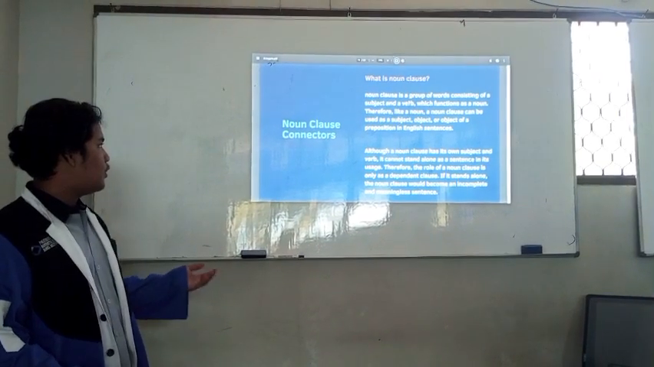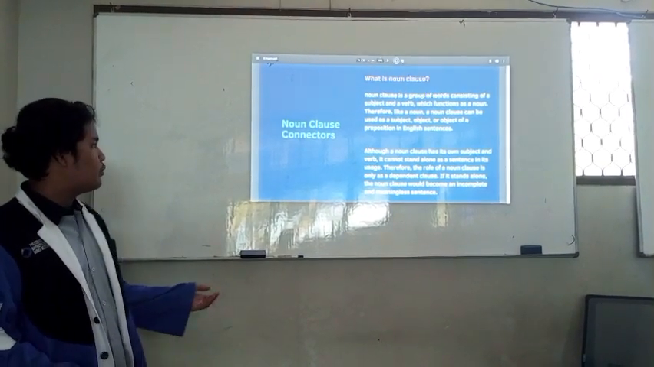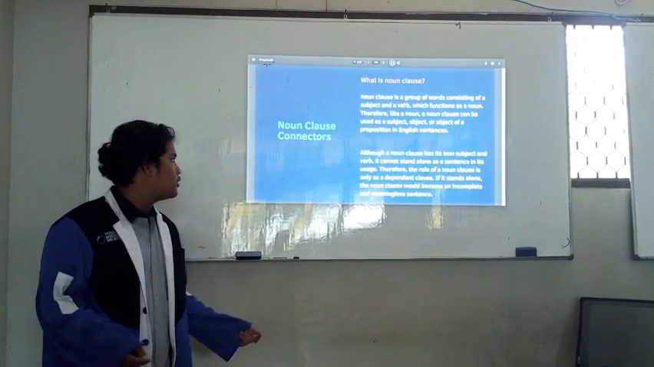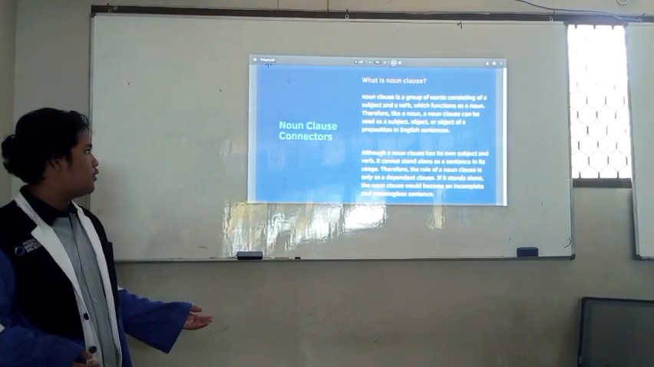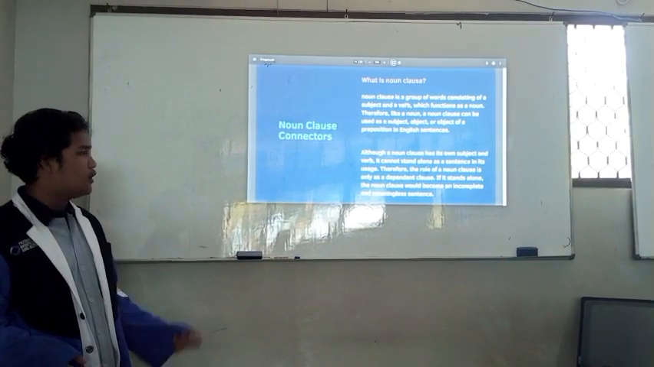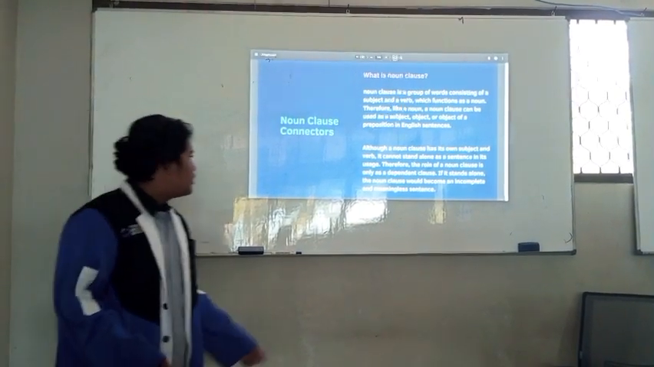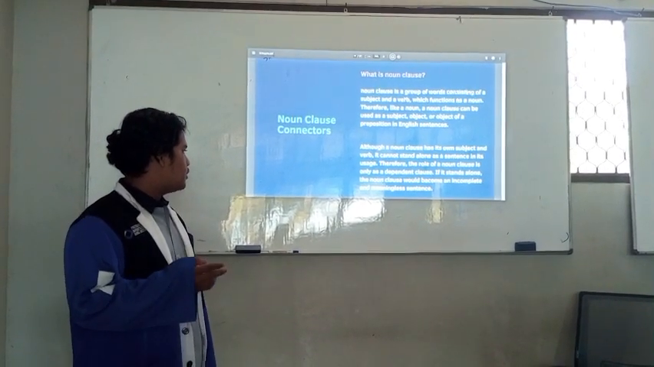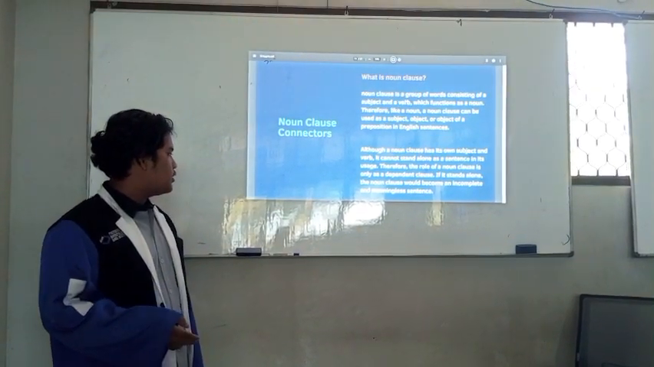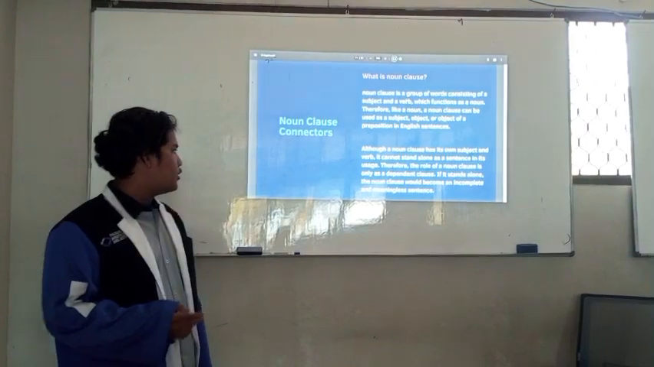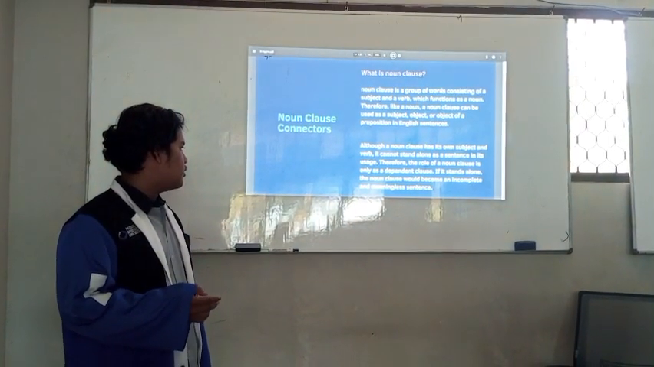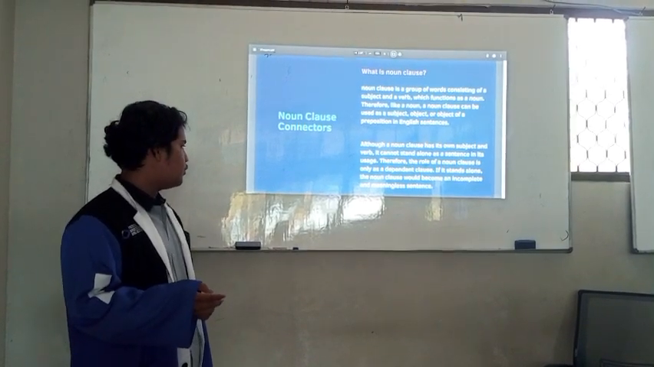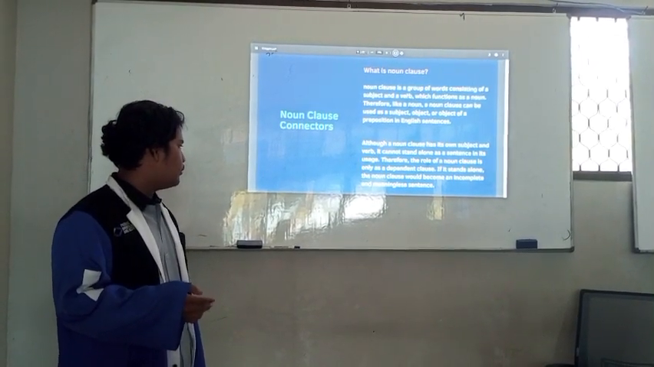Noun clause connectors. What is a noun clause? A noun clause is a group of words consisting of a subject and verb, which function as a noun. Therefore, like a noun, a noun clause can be used as subject, object, or object of a preposition in an English sentence. Although a noun clause has its own subject and a verb, it cannot stand alone as a sentence in its usage. Therefore, the role of a noun clause is only as a dependent clause. If it stands alone, the noun clause will become an incomplete and meaningless sentence.